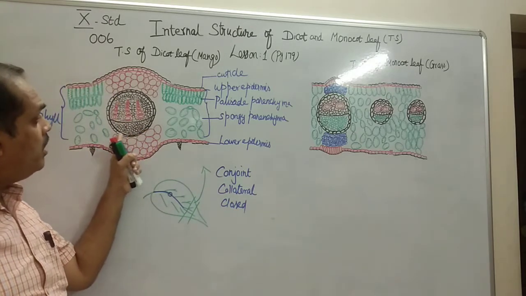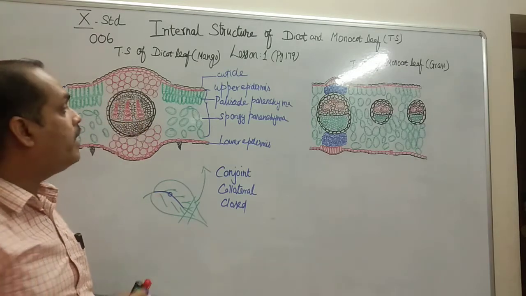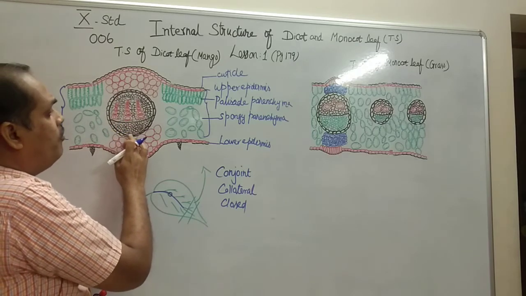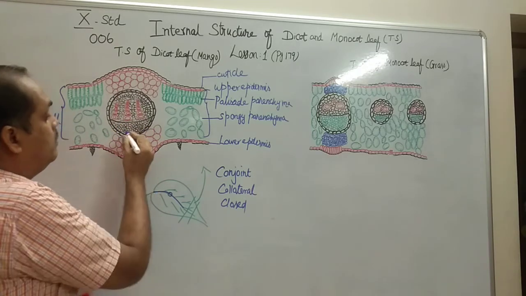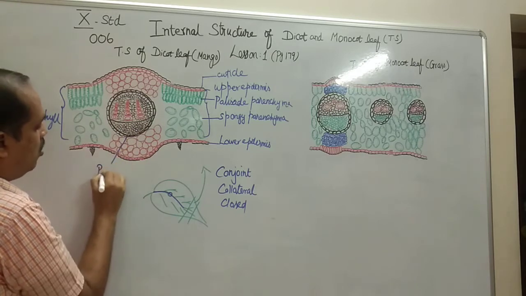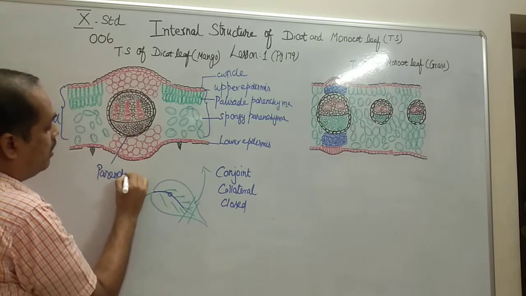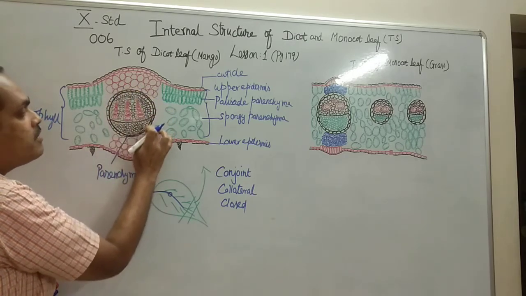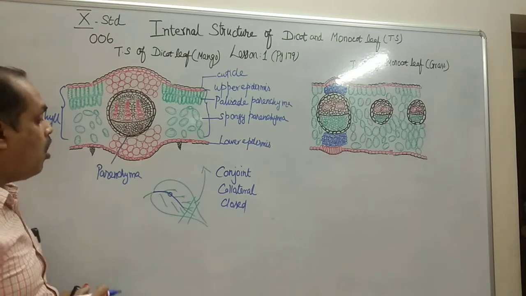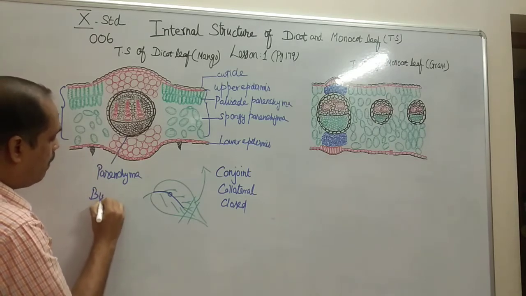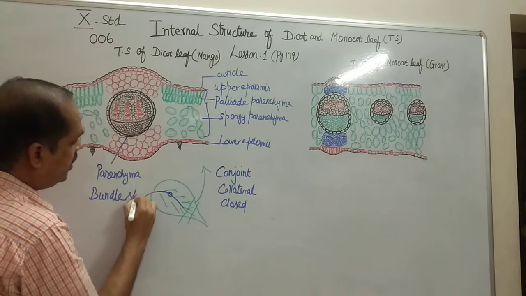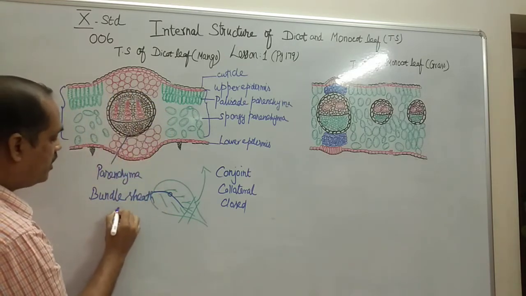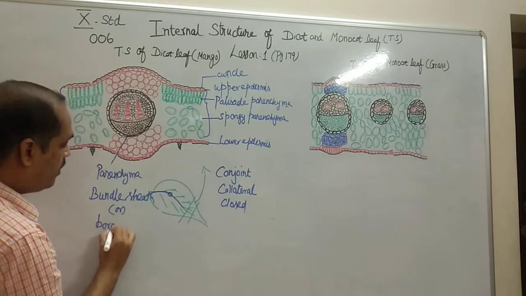Now in dicot leaf, the vascular bundle is surrounded by a compact layer of cells made up of parenchymatous cells. This is called bundle sheath or border parenchyma. Now the xylem and the phloem are surrounded by a compact mass of parenchymatous cells called bundle sheath or border parenchyma. So bundle sheath, this layer is called bundle sheath, or otherwise called border parenchyma.